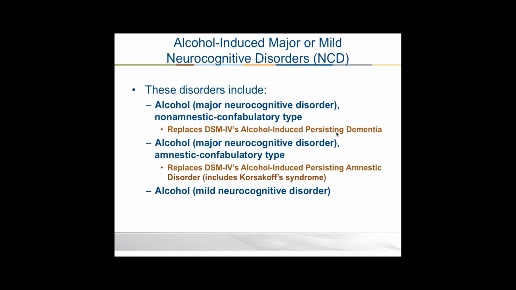So that what we see in major neurocognitive disorder, non-amnestic confabulatory type, is similar in some ways to Alzheimer's disease. The difference is that the alcohol non-amnestic confabulatory type neurocognitive disorder is caused by a substance. The substance is alcohol, and it's been consumed on a chronic basis over many, many years.